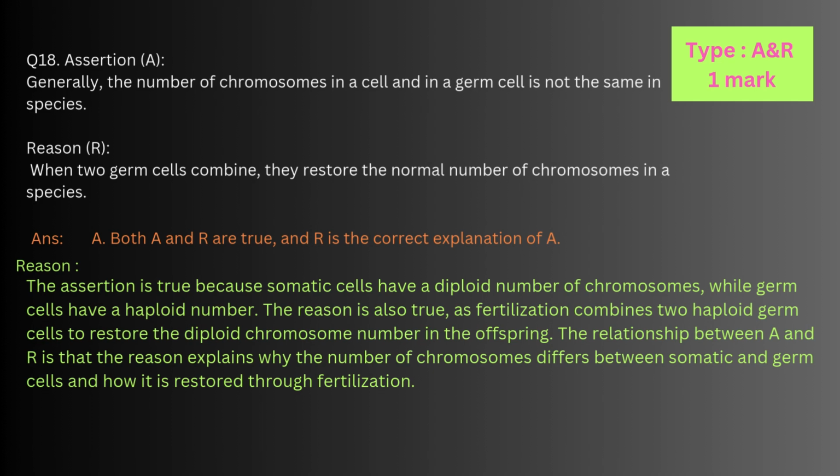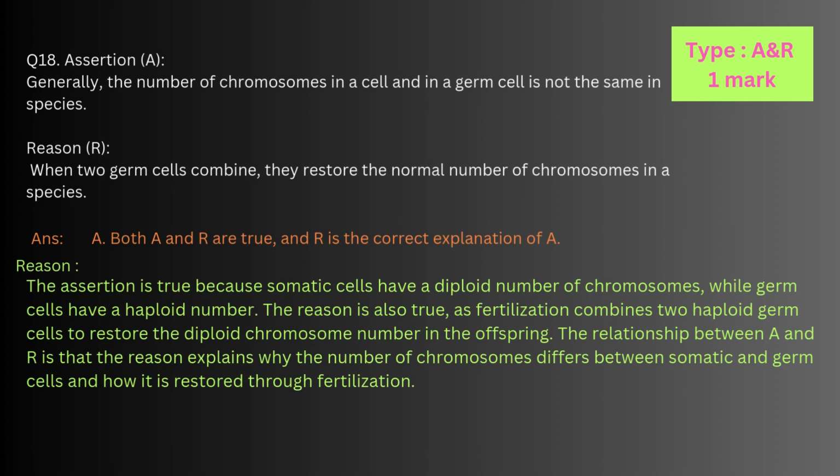So let's break down the assertion and reason. Assertion A: generally the number of chromosomes in a cell and in a germ cell is not the same in a species. This statement is true because in species, somatic cells, which are the body cells, contain a diploid or 2n set of chromosomes, which is double the number of chromosomes in the germ cell, that is the egg or the sperm. Germ cells are haploid, n, meaning they contain only one set of chromosomes.